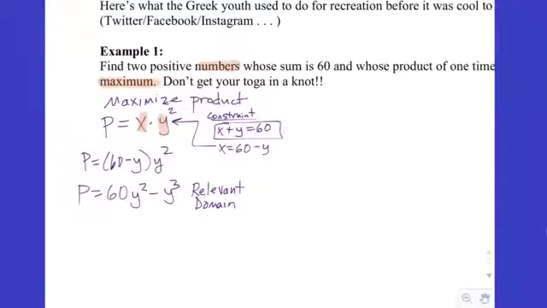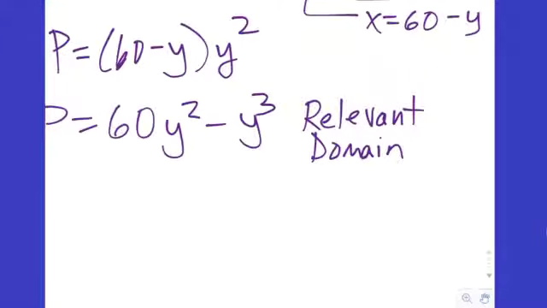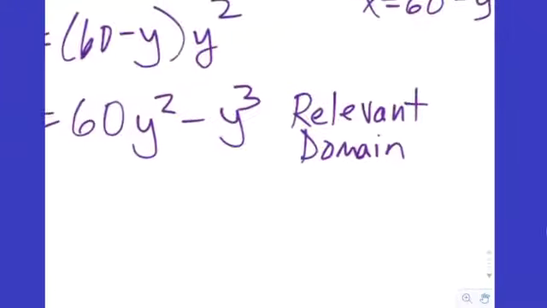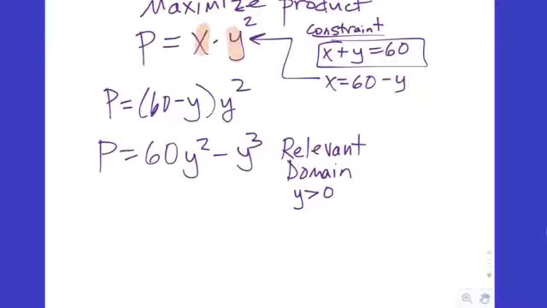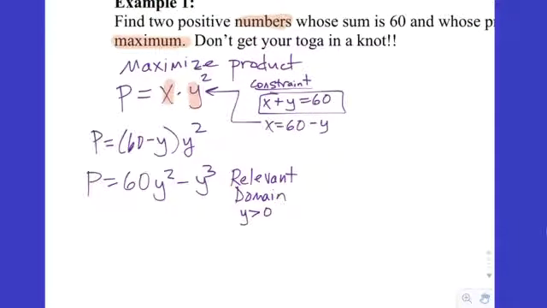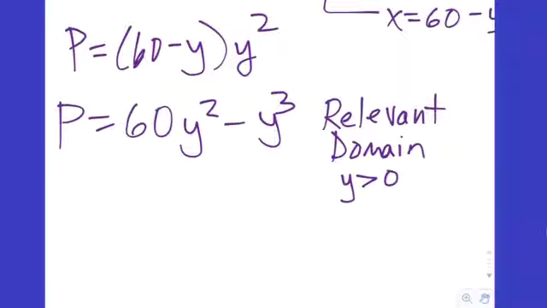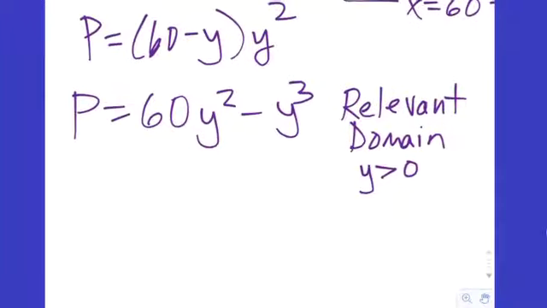If Y is one of the numbers, what do we know Y has to be? It has to be positive. So we know Y has to be greater than 0. There's probably an upper bound on Y as well, right? But that's not as critical right now as saying, okay, it can't be a negative number. So we know that Y has to be a positive number. Let's see if that's good enough.